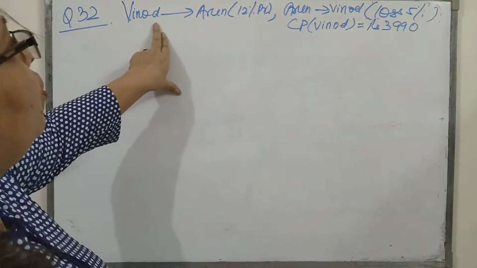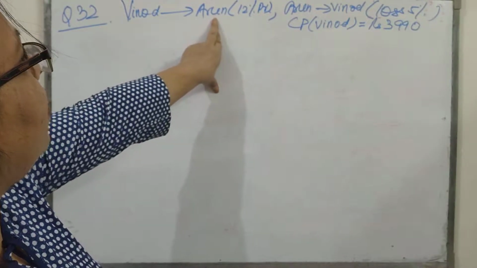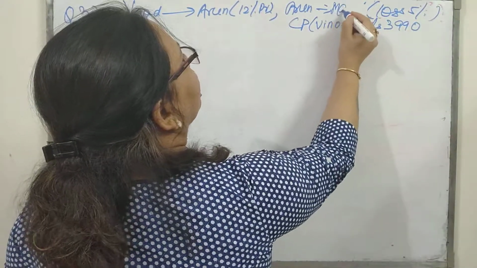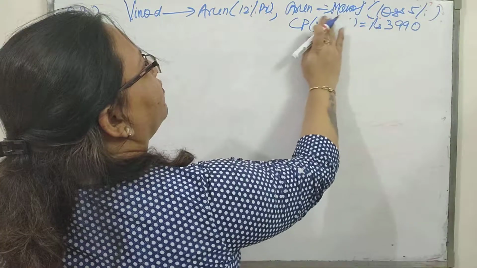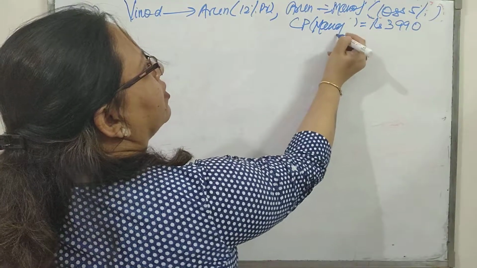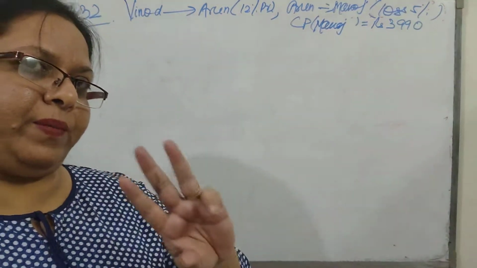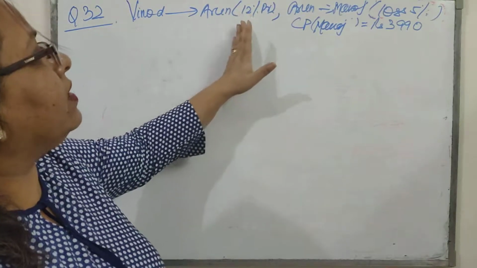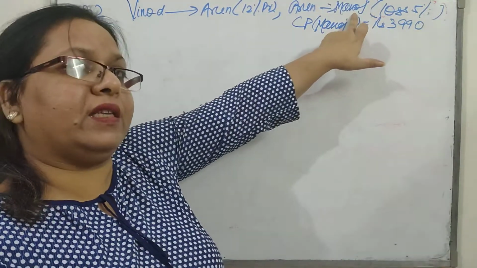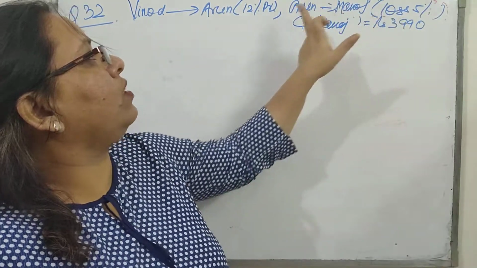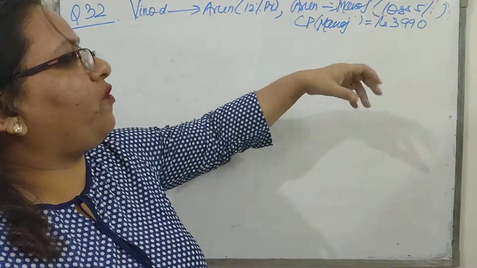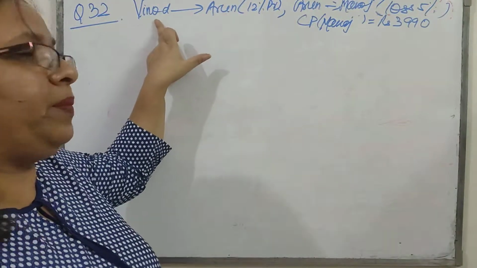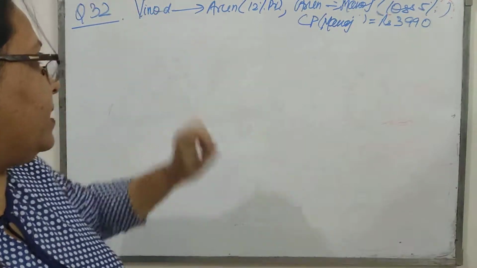I repeat, Vinod has sold it to Arun at a 12% profit. Arun to Vinod, not Vinod, Arun to Manoj, at a loss of 5%. Cost price of Manoj is given as 3990. So there are three people. First is Vinod, who sold it to Arun with a profit. Second person is Arun, he sold it to Manoj. Manoj is the third one at 5% loss, and the money Manoj paid from his pocket is 3990. So the question is asking how much Vinod paid in the beginning. That means CP of Vinod is missing.